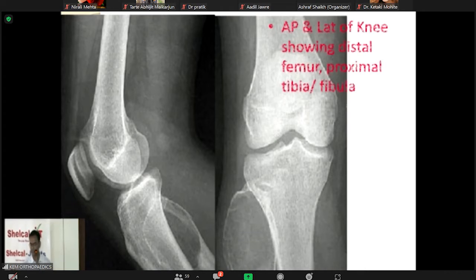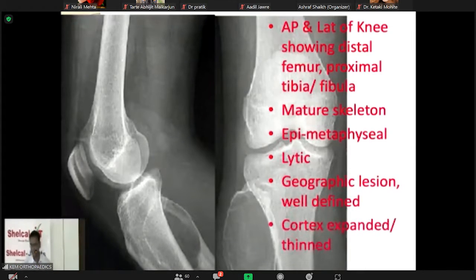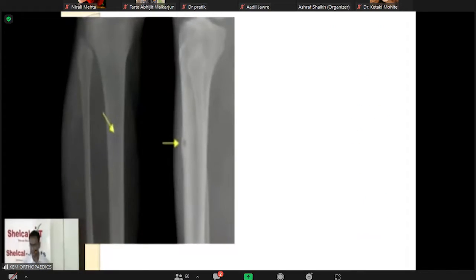Okay, I'll give you this. AP and lateral of the knee showing distal femur, proximal tibia and fibula in a mature skeleton, epimetaphyseal area, again lytic, geographic lesion, well defined, cortex expanded, again a GCT of the proximal fibula.